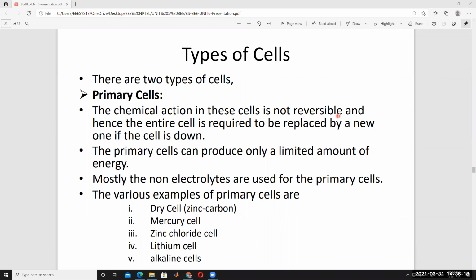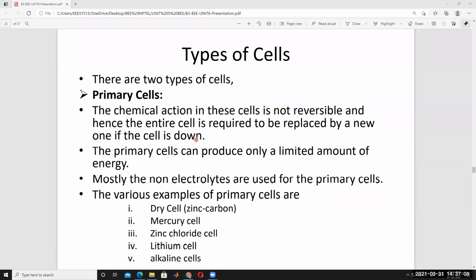But in secondary cells, it is possible to recharge again. Just like in our mobiles, lithium-ion batteries are used, and that is called a secondary cell. A primary cell is only for one-time application, but a secondary cell can be charged again and reused. In a primary cell, the chemical action is not reversible, which means once it is discharged, charging is not possible, and hence the entire cell has to be replaced by a new one. That is called a primary cell.